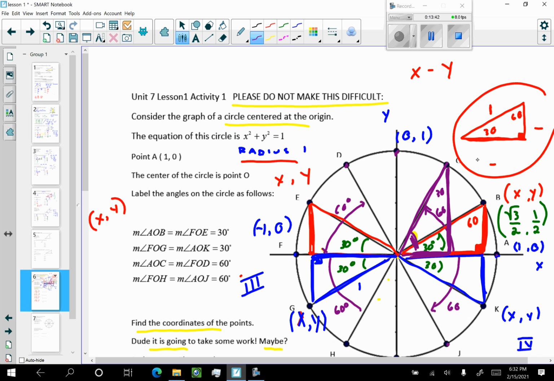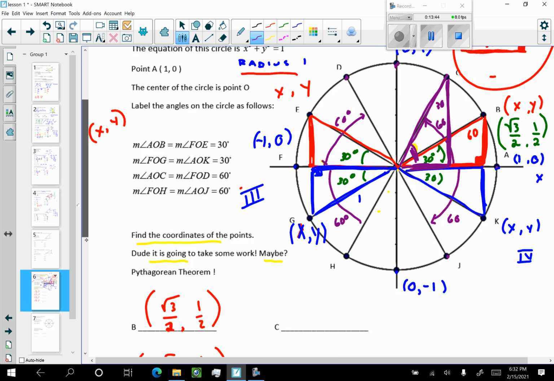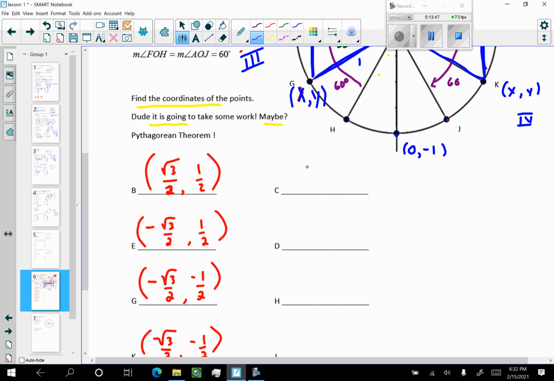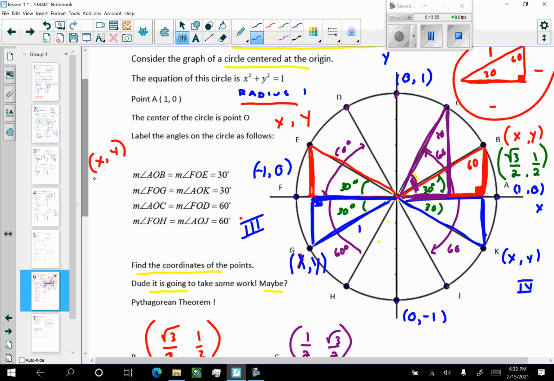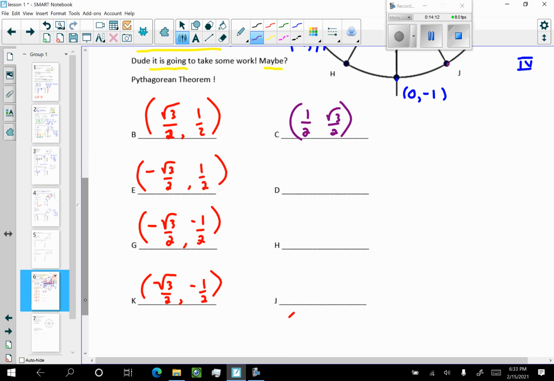So I'm going to go ahead quickly and fill in these coordinates. This is going to be 1/2, square root of 3 over 2. It's still a 30, 60, 90. But what happened? The x is now the short leg and the y is the long leg. Look at this point D. The x is the short leg and the y is the long leg. X negative, y positive.